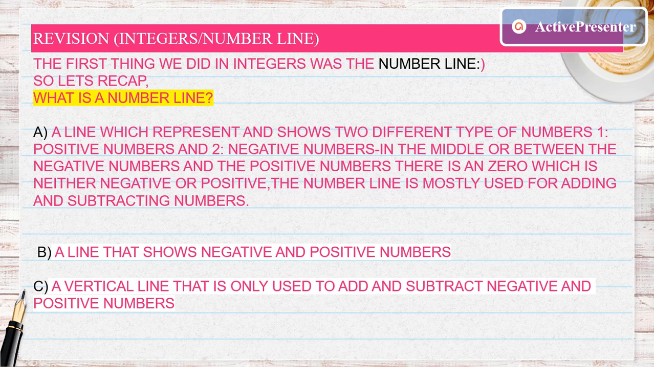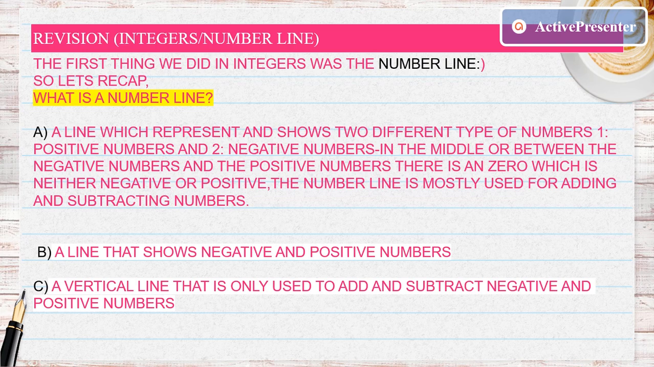And now the second option shows that it's just a line that shows negative and positive numbers, which we know is not true because 0 isn't a negative number and it isn't a positive number, and it is on the number line, so you know that's false.